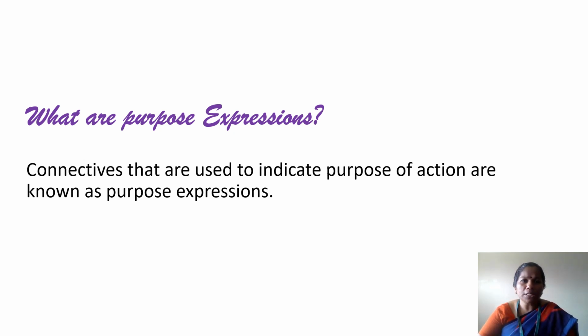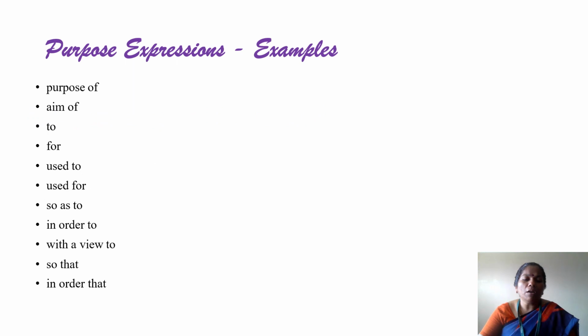All these purpose expressions look like prepositions, but even though they belong to the family of prepositions, we are going to use them for indicating purpose. In that case, we can even call them purpose expressions or connectives. Here are the examples of purpose expressions: purpose of, aim of, to, for, used for, so as to, in order to, with a view to, so that, and in order that. All these are frequently used expressions for indicating purpose of action.